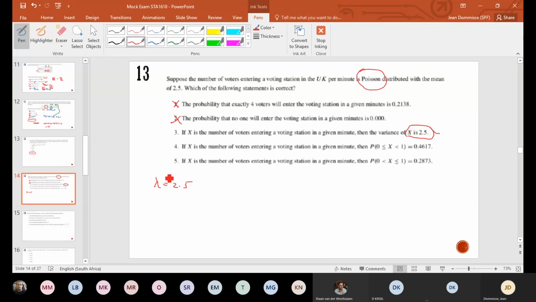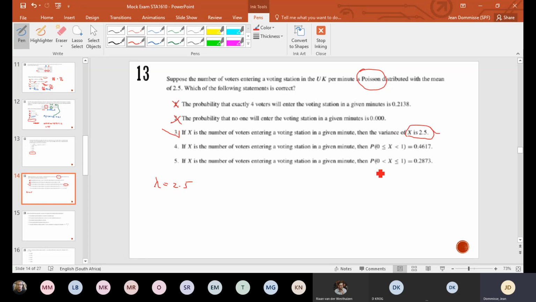So the mean and the variance of a Poisson distribution is exactly the same. So that is correct. That's actually out of the definitions, the mean and the variance of the Poisson distribution is exactly the same. So that answer is correct. Okay. So the other two, again, we will look at the table.